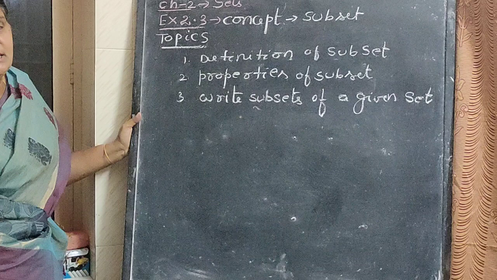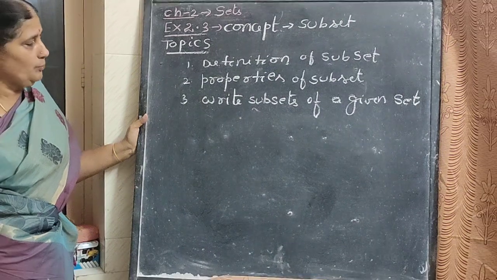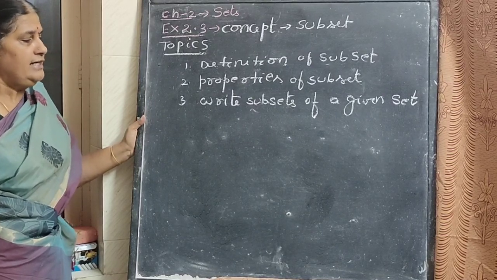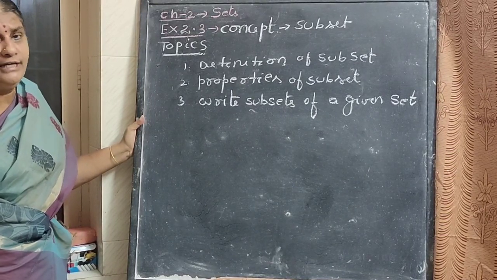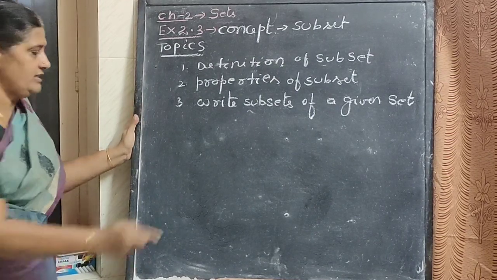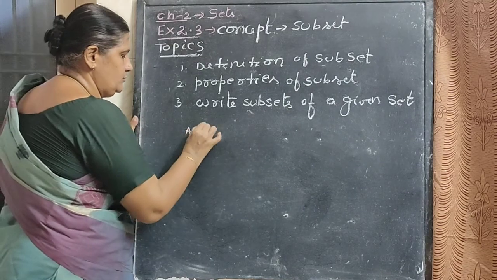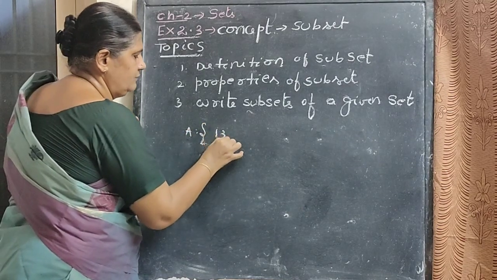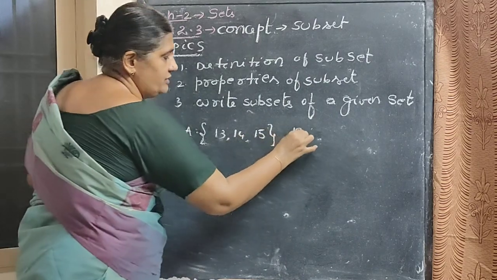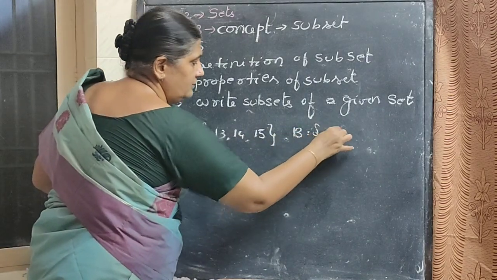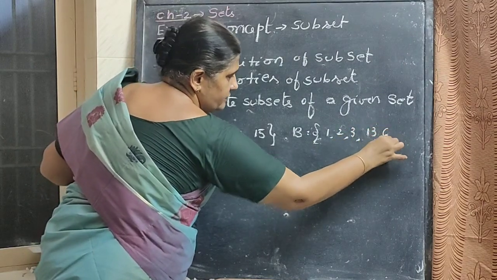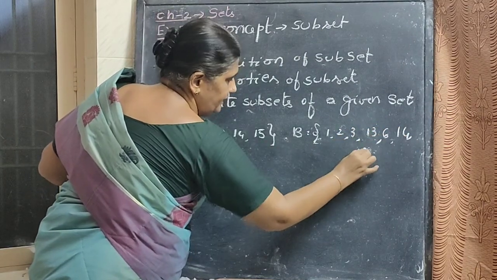Subset. Exercise 2.3 consists of the topics: definition of subsets, properties of subsets, and how to write subsets of a given set. First listen to the definition, don't write. Now listen: A is equal to the set 13, 14, 15. B is equal to the set 1, 2, 3, 13, 6, 14, 15.